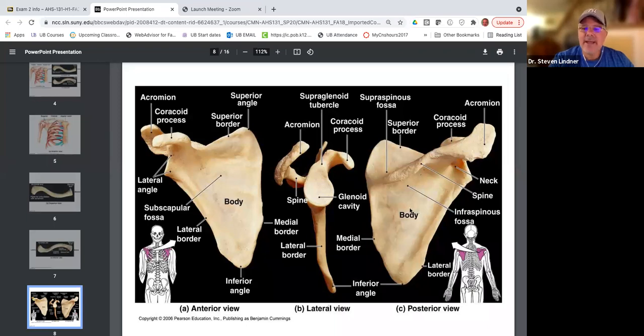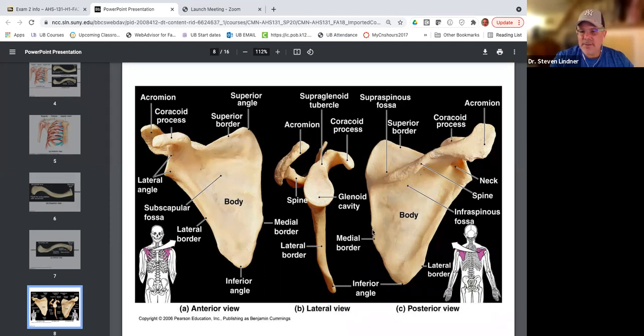When we look at the posterior portion of the scapula, there's this landmark that goes from the medial border of the scapula, and notice that it goes on a diagonal. As it goes laterally, it also goes superior. That's the direction of the spine of the scapula. It starts here at the medial border.